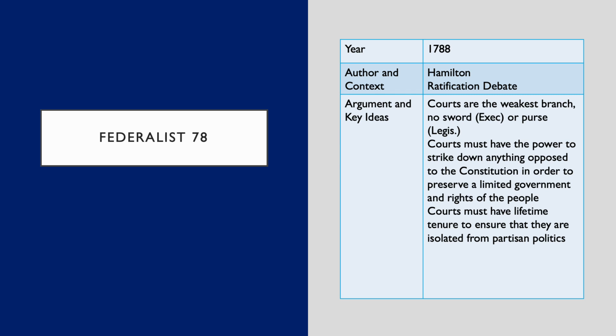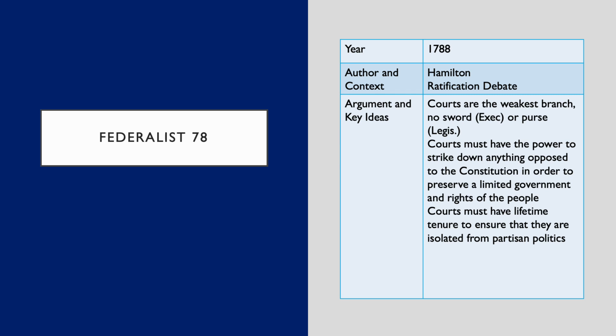But they are important because they must have the power to strike down anything opposed to the Constitution in order to preserve liberty. He thinks that if the courts cannot rule whether the actions of the other branches are constitutional or not, then you don't actually have a constitution. You need someone who is there to enforce the boundaries of the Constitution. So even though the words judicial review are not in the Constitution themselves, Hamilton is saying that that's the whole purpose of Article 3.